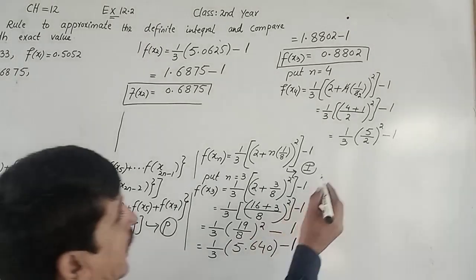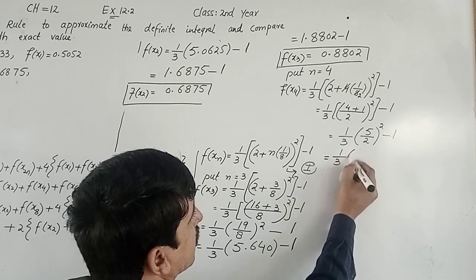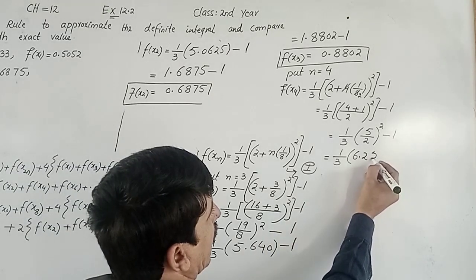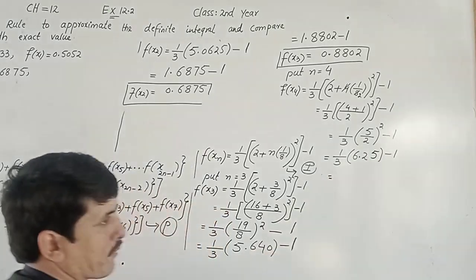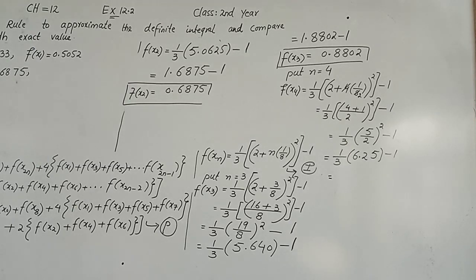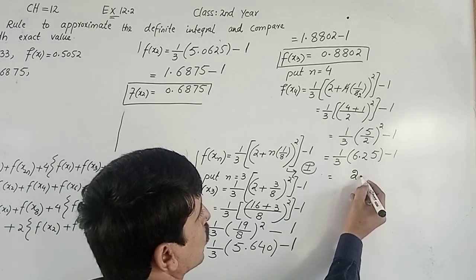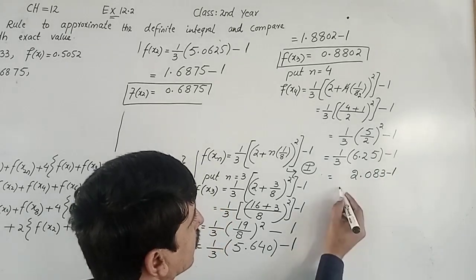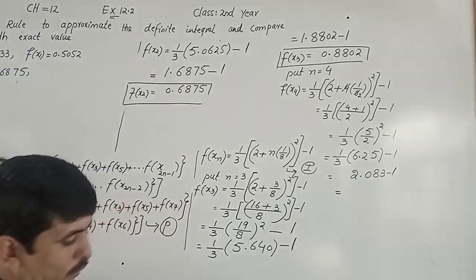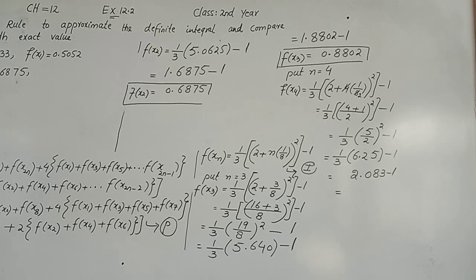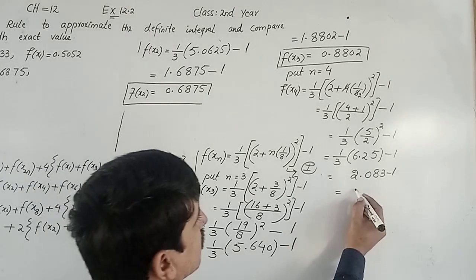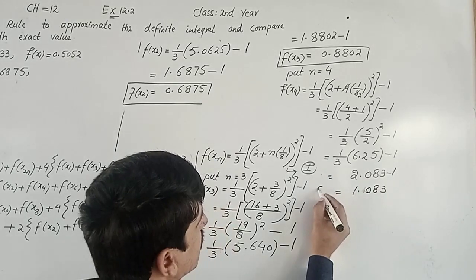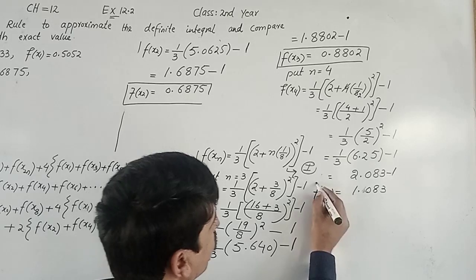1 divided by 3, 6.25 minus 1. Now divide 6.25 by 3, and from this we get 2.083 minus 1. So 2.083 minus 1 is equal to 1.083. This is the value of f of x4.